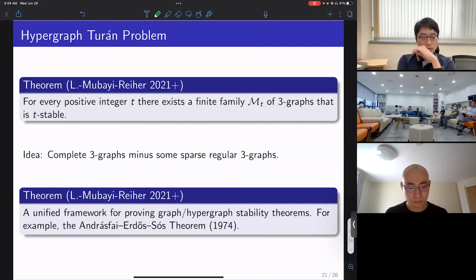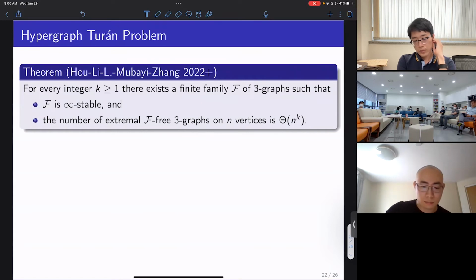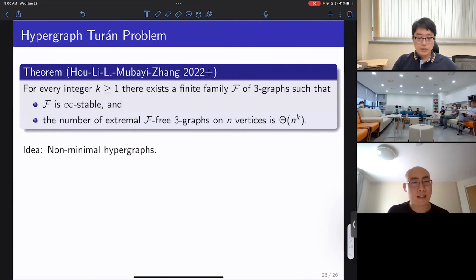So what we did recently was find another approach to create a family that is infinitely stable. Infinitely stable means you need infinitely many structures to approximate every near extremal construction. So what's the method to construct such a family? The idea is non-minimal hypergraph. I will explain this later.